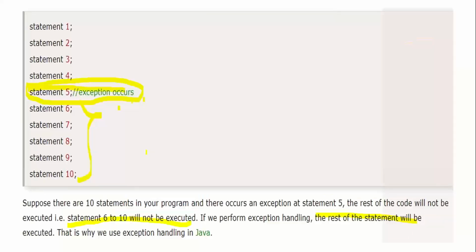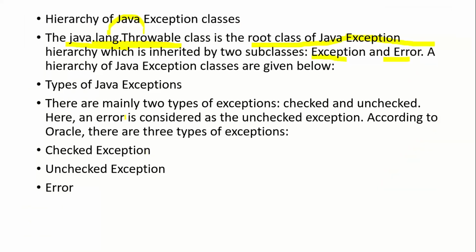So what is an exception and what is an error? Exceptions can again be classified into two types: one is checked exception and the other one is unchecked exception. Checked exceptions are those exceptions which can be found out at compile time itself. Such types of exceptions are called checked exceptions.